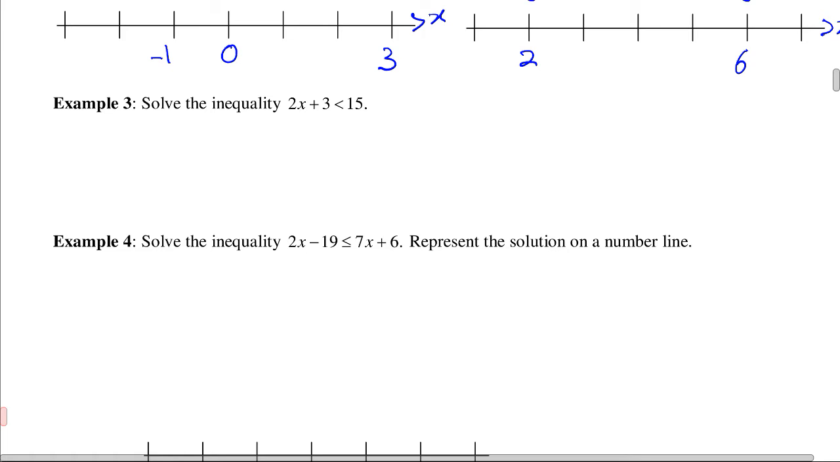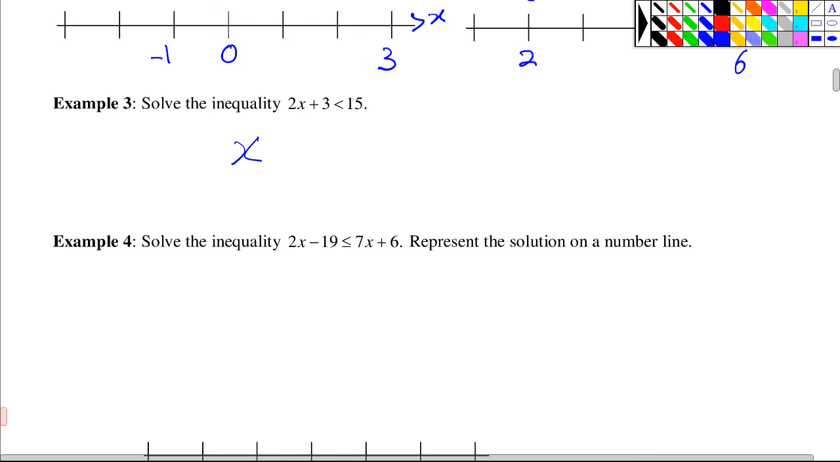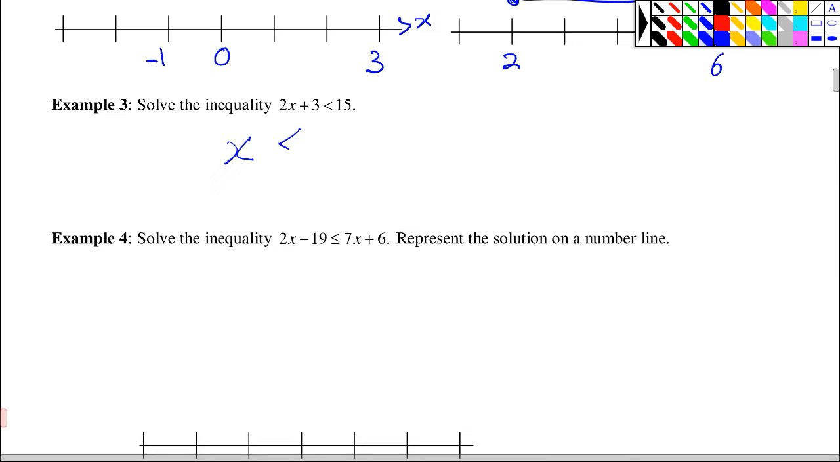Now, tell me, solve the inequality. Quickly, the answer, X is less than 6. Is it like that? More than 6. X more than 6. Which one? Less. Do I need to draw a number line? No need. Okay. Second one, do I need to draw a number line? Need, because you represent your answer on a number line.